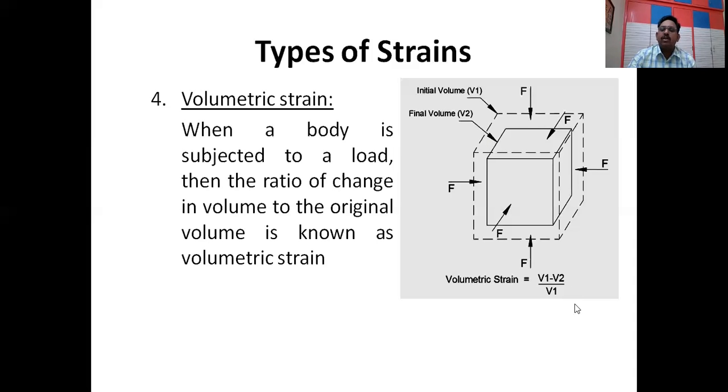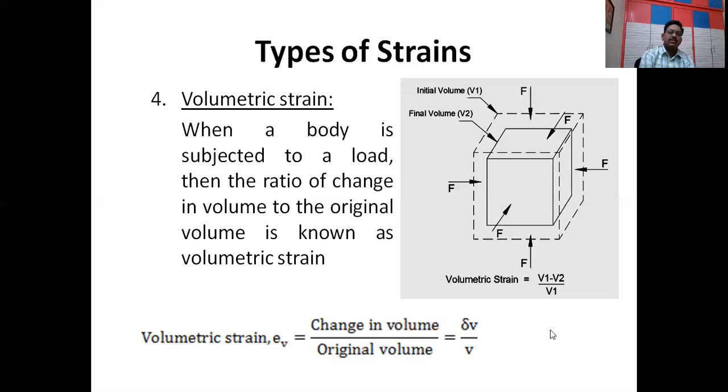and its original volume is V1. So volumetric strain is nothing but (V1 minus V2) by V1. If you want to give a definition equation, volumetric strain is denoted with EV. EV is nothing but a change in volume to original volume, delta V by V. Delta V is change in volume and original volume is V.